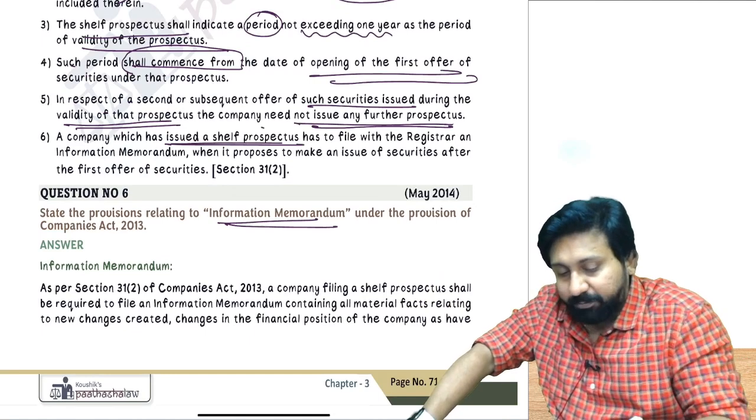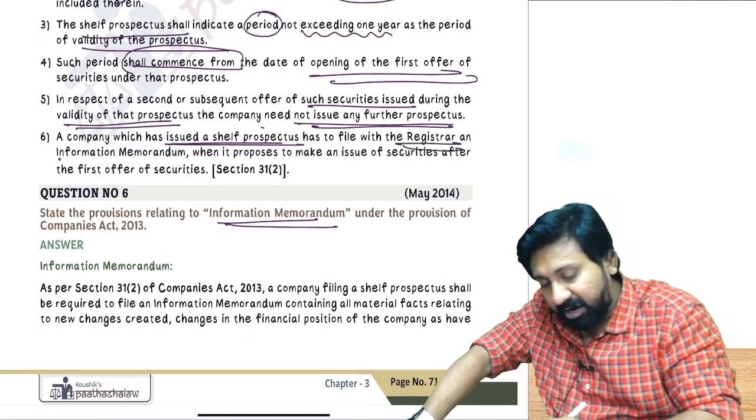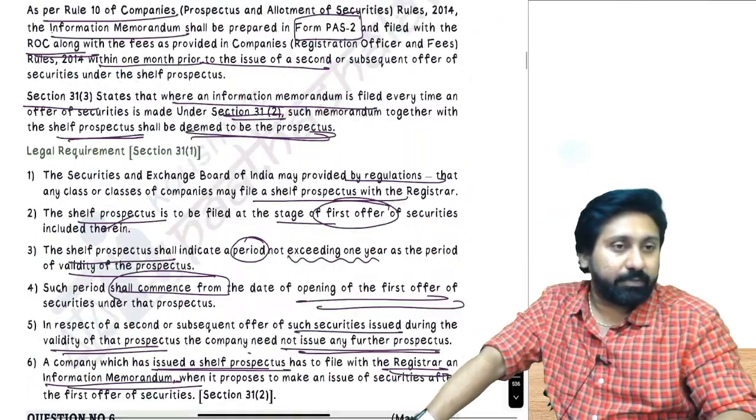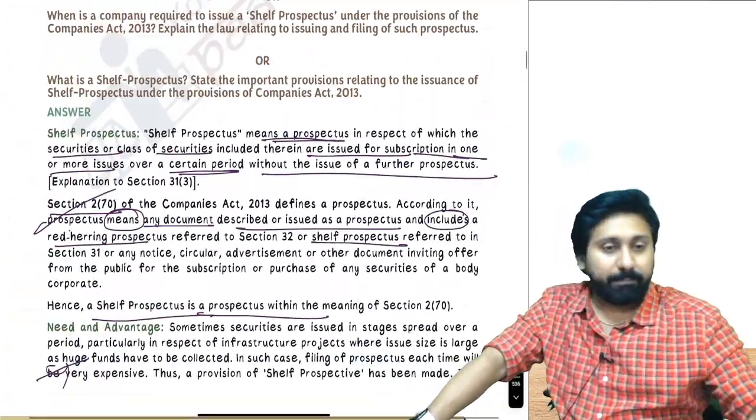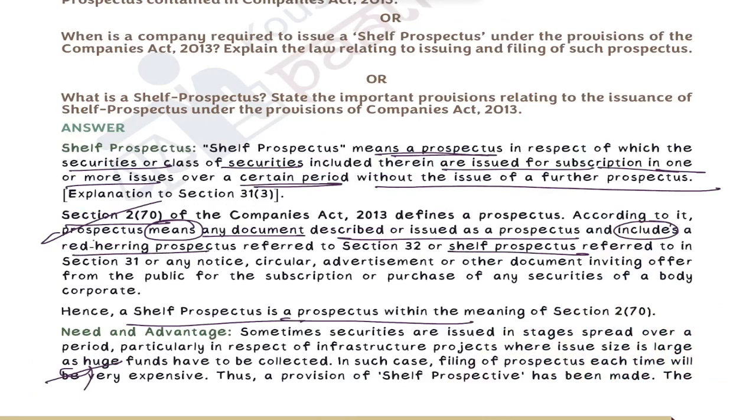Company which has issued shelf prospectus has to file with the registrar an information memorandum. That's it. Please read the section clearly. Shelf prospectus. First, write down the definition of shelf prospectus. Next, write down the provision called prospectus and tell that shelf prospectus is one of the prospectus. Then you should write about the shelf prospectus.